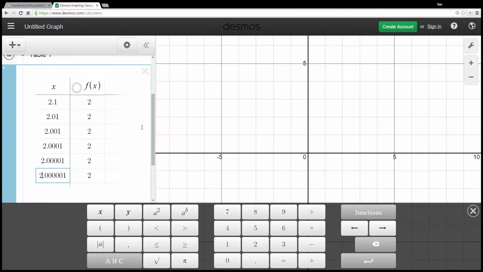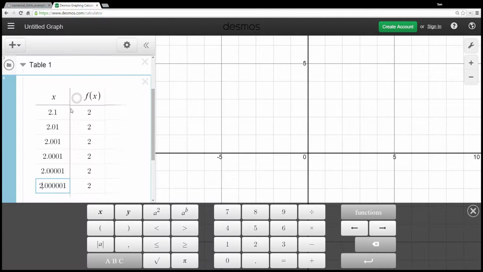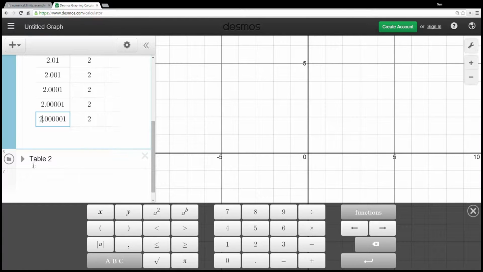So these numbers are getting closer and closer to 2. The x values are getting closer and closer to 2. And here are the corresponding y values, or output, or f of x values, however you want to think about them. And you can see that the output is pretty clear: I'm just getting exactly 2 each time. So that's what's going on to the right of 2.